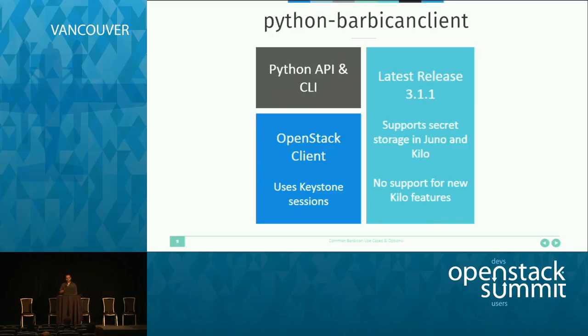Our latest release is going to be version 3.11, which is available on PyPI now. And it supports secret storage for both the Juno and Kilo release of Barbican. Unfortunately, it's lagging a little bit behind. It does not have some of the features that were released with a Kilo release a couple of weeks ago, but we are actively working on those, so those should be upcoming in a future release.